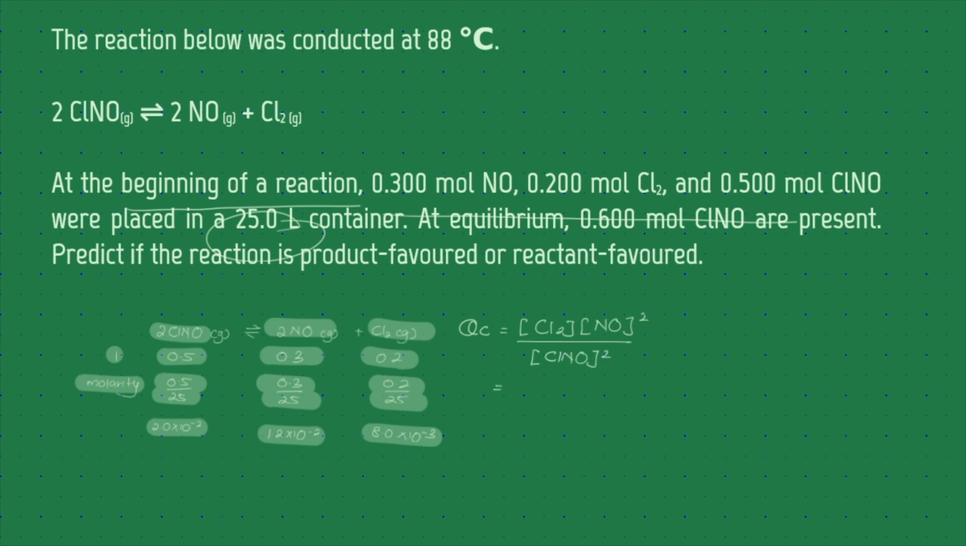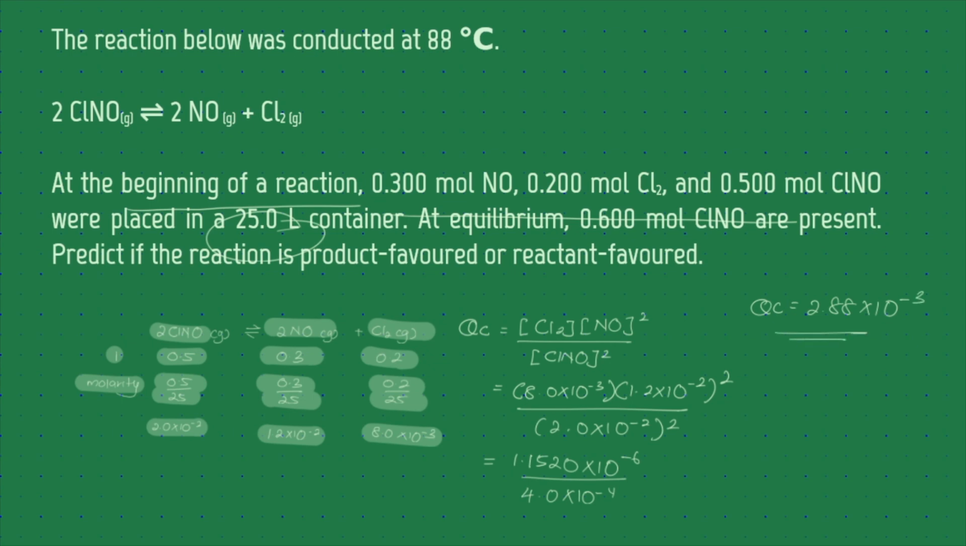So we're just going to copy up the concentrations. We have 8.0 times 10 to the power of negative 3. And then here we have 1.2 times 10 to the power of negative 2, to the power of 2, divided by 2.0 times 10 to the power of negative 2, to the power of 2 as well. Therefore, you shall end up with 1.1520 times 10 to the power of negative 6 divided by 4.0 times 10 to the power of negative 4. Hence, your QC should be equivalent to 2.88 times 10 to the power of negative 3.